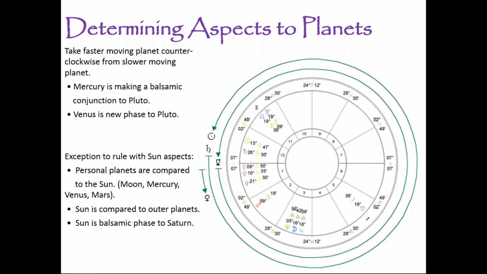If we would look at the sun, again, I compare the sun to the outer planets. So in this case, looking at this example with Sun and Saturn, I would start with Saturn. I go all the way around the circle, and the sun is balsamic phase to Saturn without an aspect. Mercury is new phase to the sun, as well as Venus being new phase to the sun.